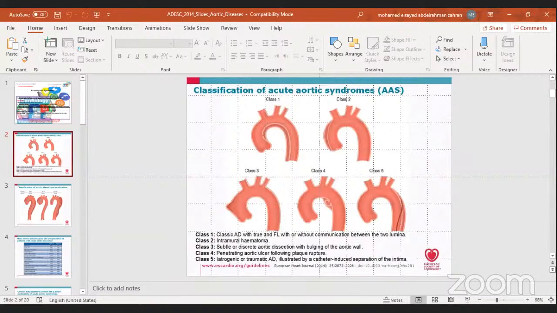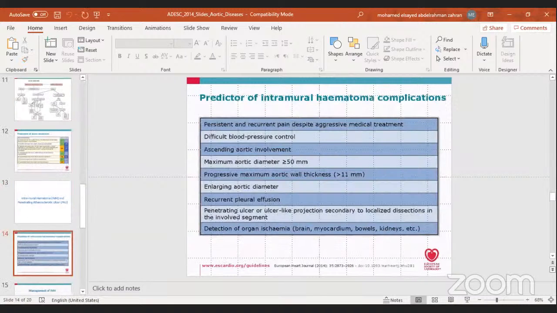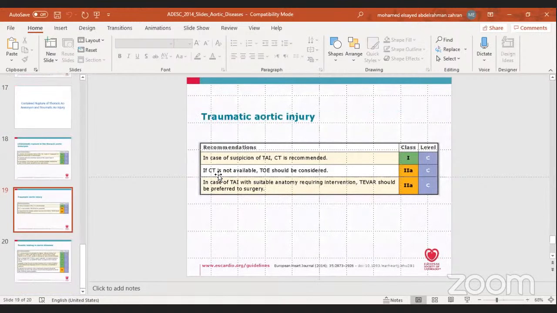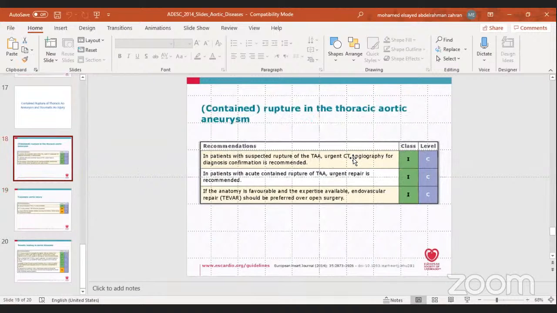The problem is with the traumatic aortic dissection, for example in car accidents. So in those patients presenting with car accidents, let me show you this first. This is the traumatic aortic injury. In case of suspicion, the CT is recommended. If it's not available, you perform a TEE, and in any case with suitable anatomy requiring intervention, TEVAR is preferred to surgery. And here, with suspected rupture, urgent CT for diagnosis. So this is the patient you are speaking about, the car accident. Either he presents unstable, so you expect a rupture, and this patient will get an urgent CT.